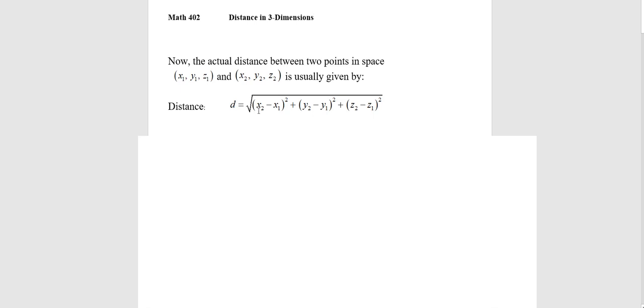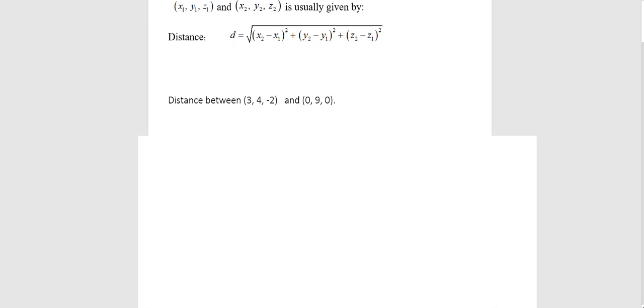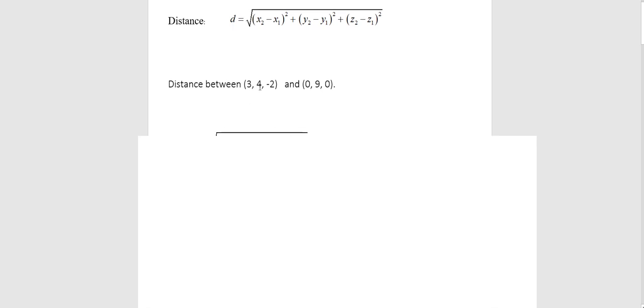Not too difficult. I don't typically keep this memorized, because of the following reason. Let's go to an example. The point 3, 4, and -2 to the point 0, 9, 0. Well, from 3 to 0 is a loss of 3 units. I don't need a formula to see that. Maybe I do want the formula though, then I'll use the formula.